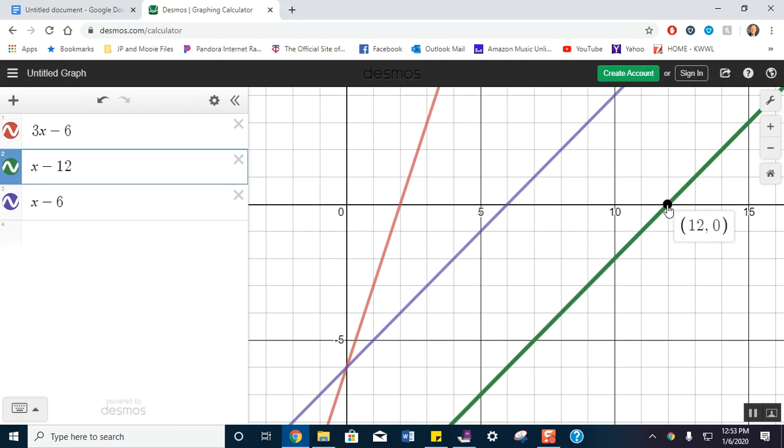Wait, wouldn't that 3 make it? What? Ah.